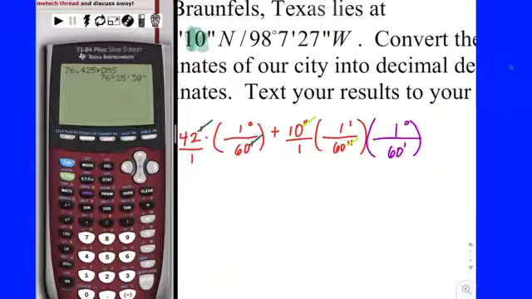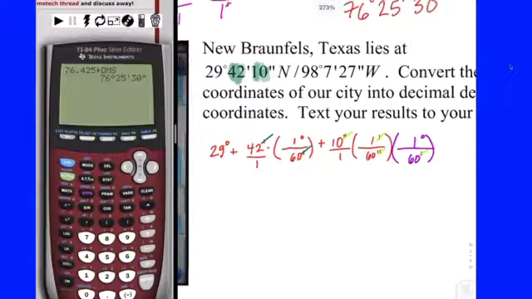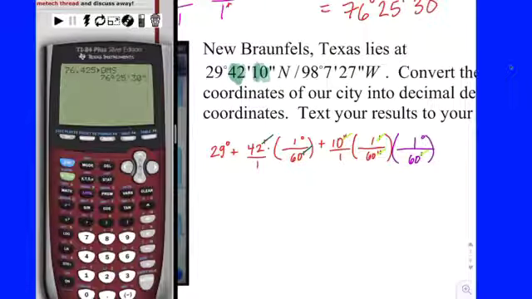Okay, so notice what we're doing for the seconds. We're dividing by 60 not once, but twice. And if you notice, then your minutes divide out, and you're left with degrees. So as long as your units are dividing out from high to low, you're doing it correctly, as long as those conversion factors are equivalent to 1. All right, so that's what it looks like.